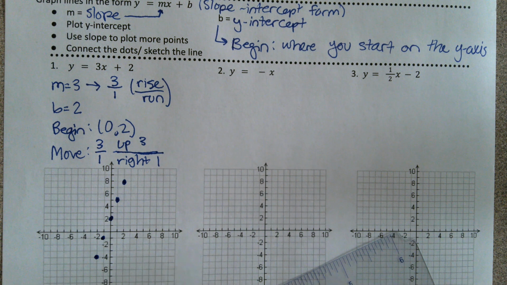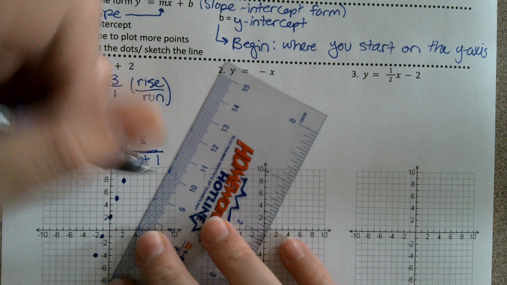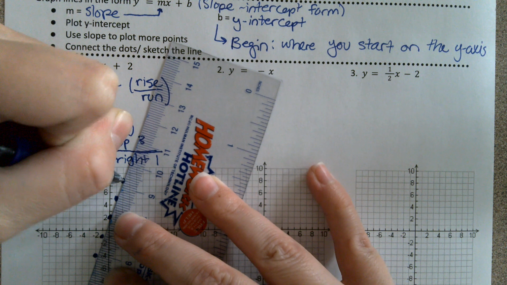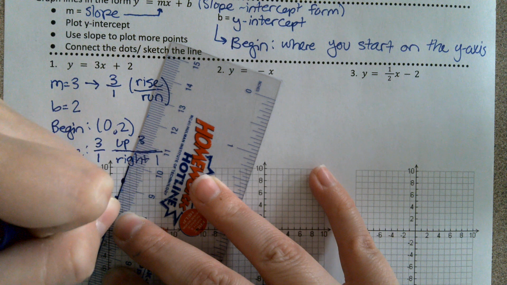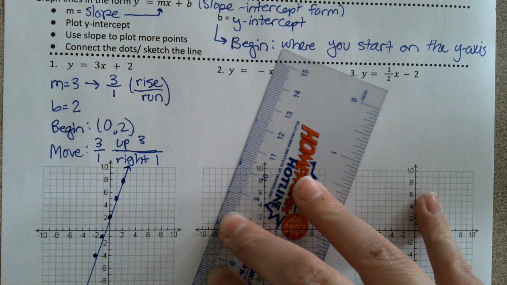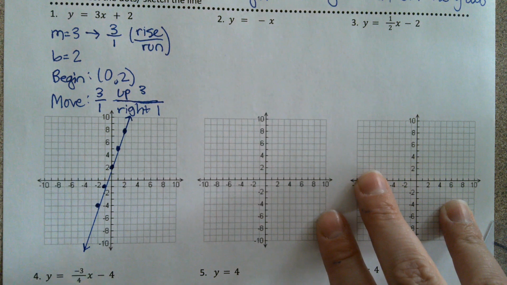Now it's really helpful if you have a ruler or even just a flat edge that you can work with to graph these lines. So I have a little ruler here. And then line those up as best as you can. It's not going to look perfect by any means. And make sure you extend it across the whole graph and draw your arrows.